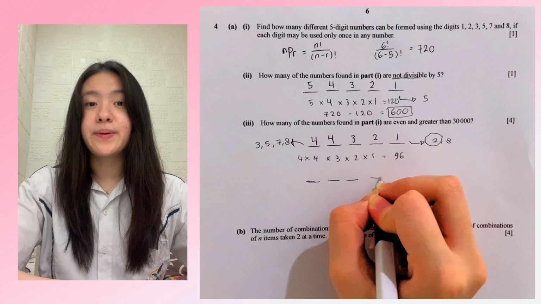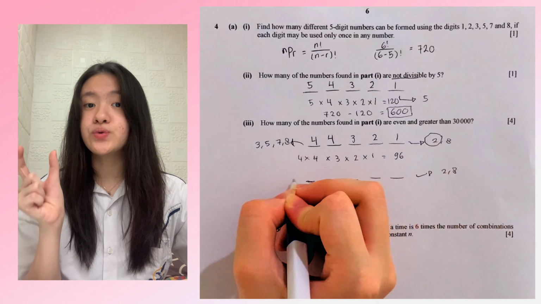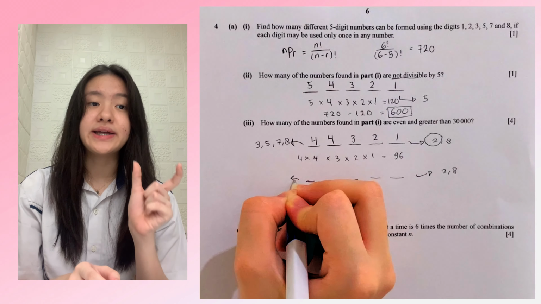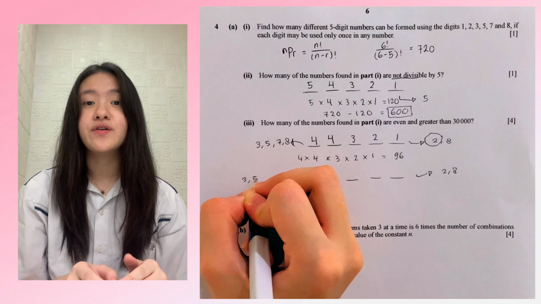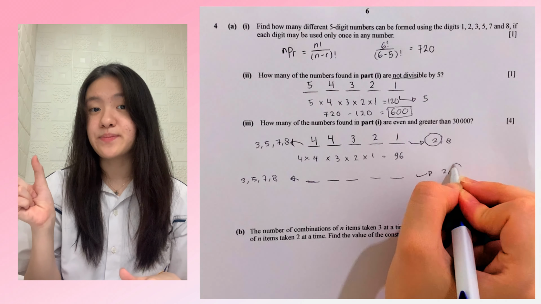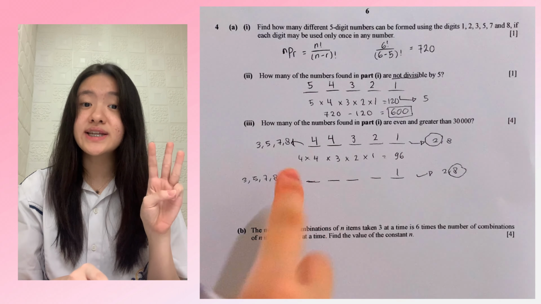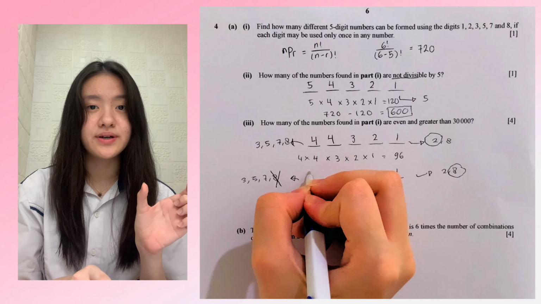Next, I'm going to be preparing another 5 slots. The last slot will be filled with the even number, 2 or 8, and the first slot will be filled by 3, 5, 7, or 8 since we are finding the ones greater than 30,000. This time, I will be using 8 as my last number. If I use 8 as my last number, I have only 3 choices left for my first number.